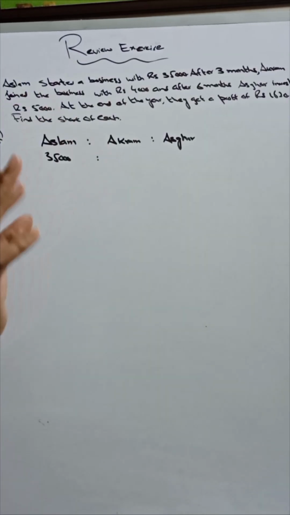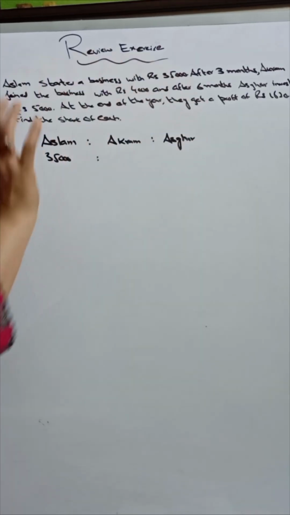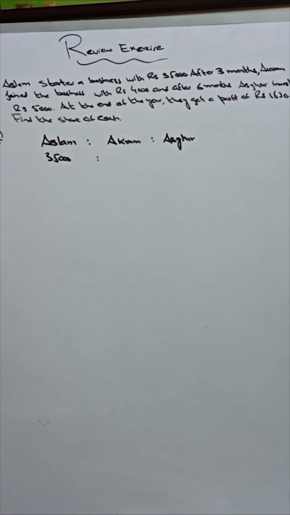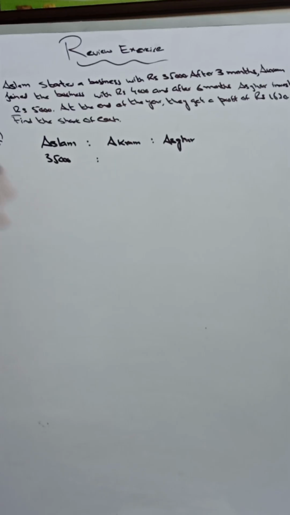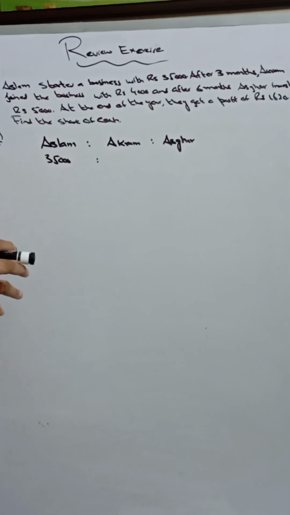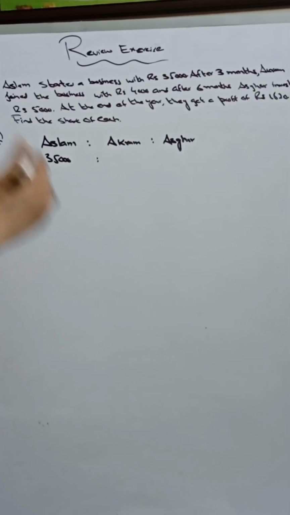Point to be noted. There's a very important point. Aslam started in business with rupees 35,000. It means Aslam invests in the business for the whole year, not between the year. He invests from the start of the year. So as you know, Aslam joined a business with rupees 35,000, but he invests in the business from the starting of the year, not within the year.